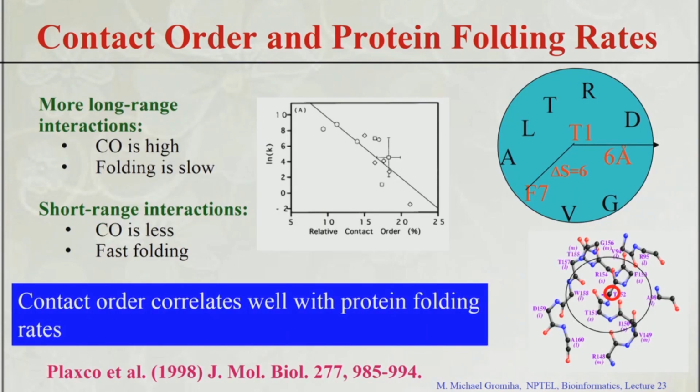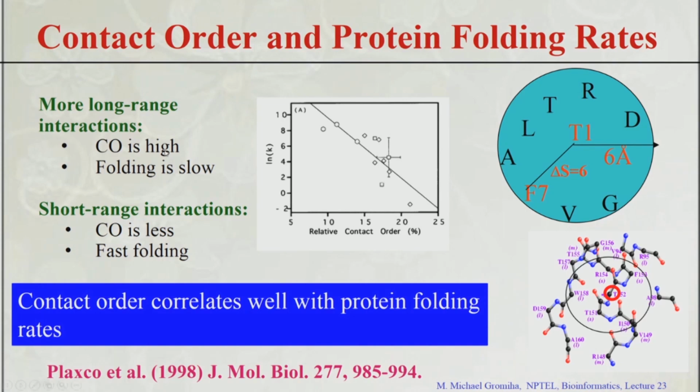So, here I show the data. For example, if this is the sphere, residues 1 and 7, delta S is 6. Likewise, for all the residues you compute, and then you repeat it for all the residues in the protein, and we will get the value. Then we relate that value with the folding rate.